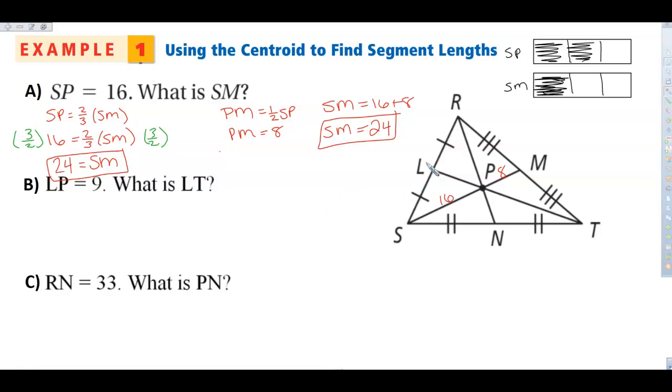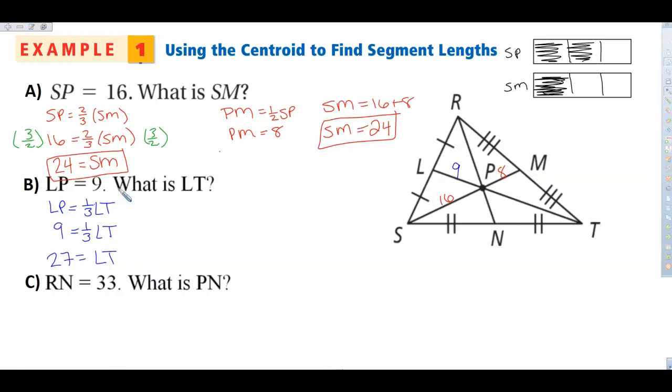I know that LP is 9. So if LP here is 9, I want to know the length of LT. So now this is the midpoint to the centroid. So this is my 1/3 piece. So again, if we look at it in terms of the theorem, I can say I know that LP is 1/3 the length of LT. LP is 9, and I'm going to multiply both sides by 3 to get that 27 is LT.